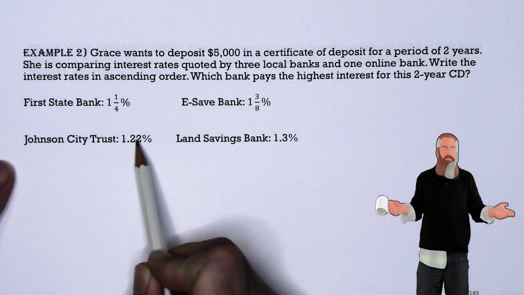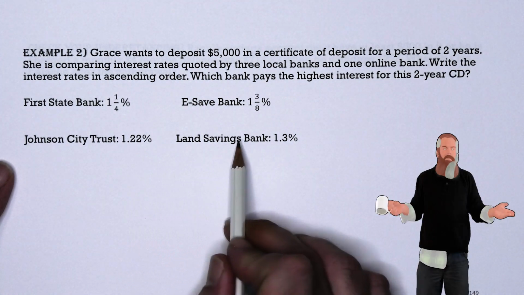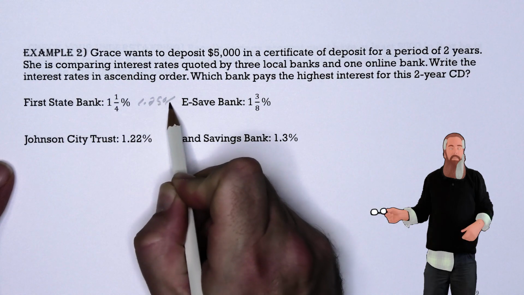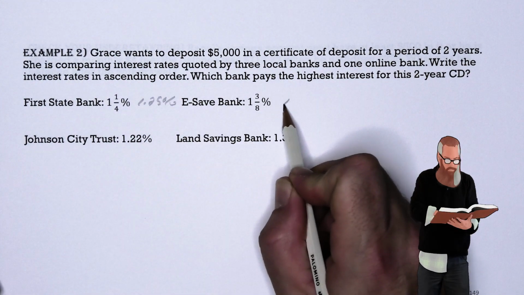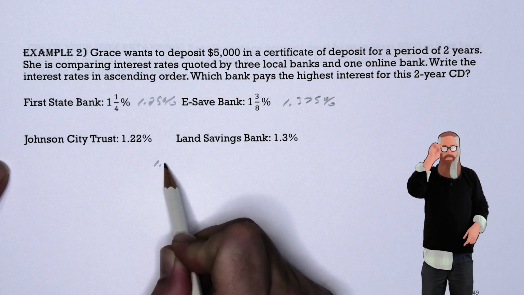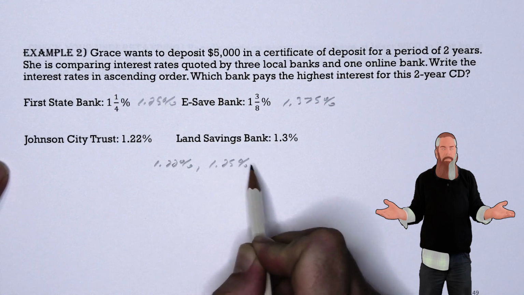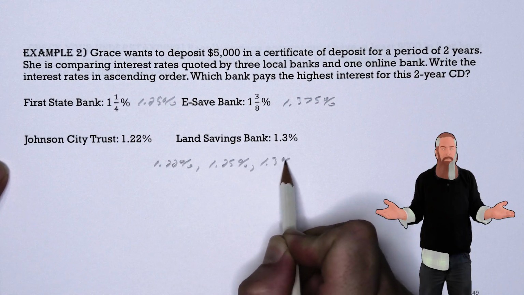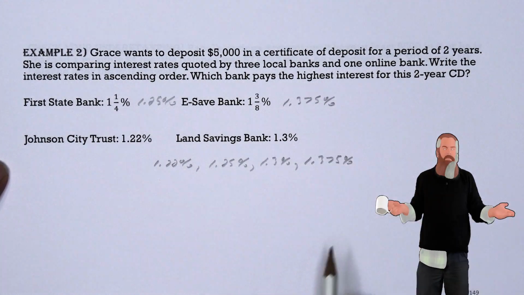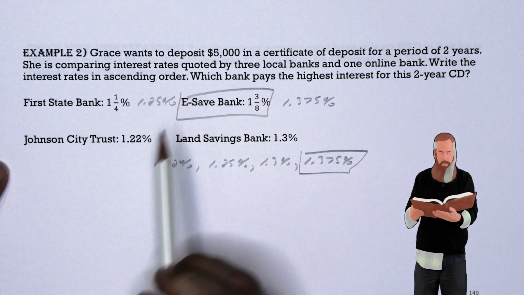So the decimal can be easy to keep a hold of and looks rather uniform. This lets us leave both of those in place. 1 1/4 is the same as 1.25%. 1 3/8 is 1.375%. From lowest to highest, we're going to get 1.22%, 1.25%, 1.3%, and then 1.375%. So the highest interest rate is paid at 1.375%, which means the e-savings bank.